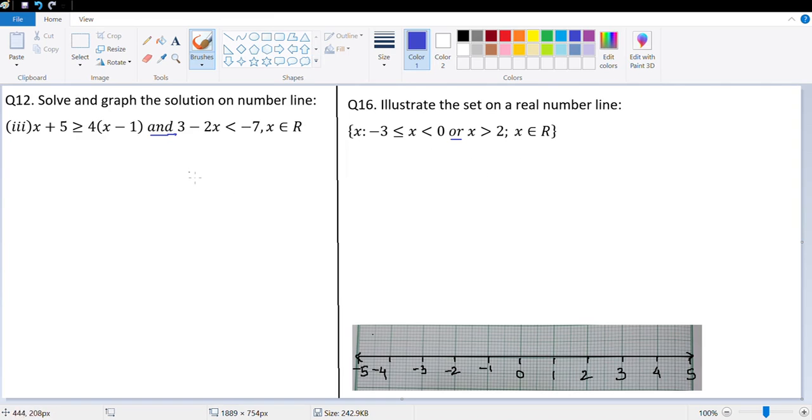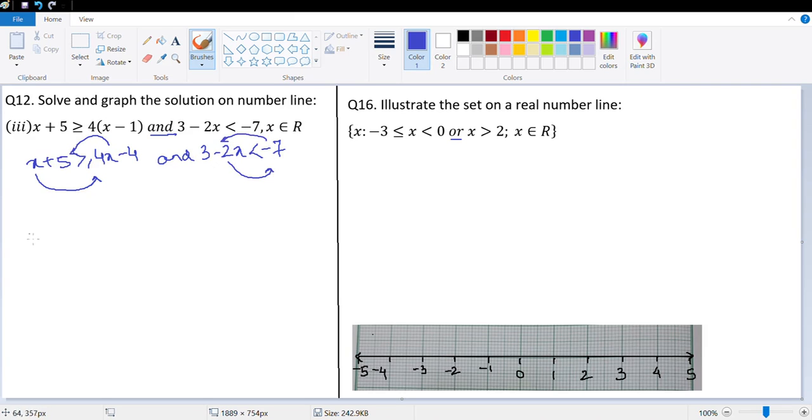In any case, these types of questions which have "and" and "or" are not in the syllabus, but I want to solve one such question with you for you to understand what it means. So let's open this bracket and see how it would look. So this is x plus 5 is more than or equal to 4x minus 4, and this becomes 3 minus 2x is less than negative 7. I will take x on this side, negative 4 on this side. I'll take negative 2x here and negative 7 here.